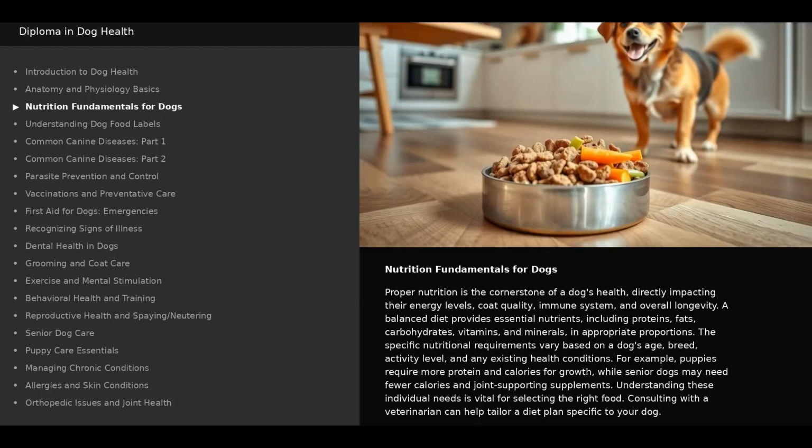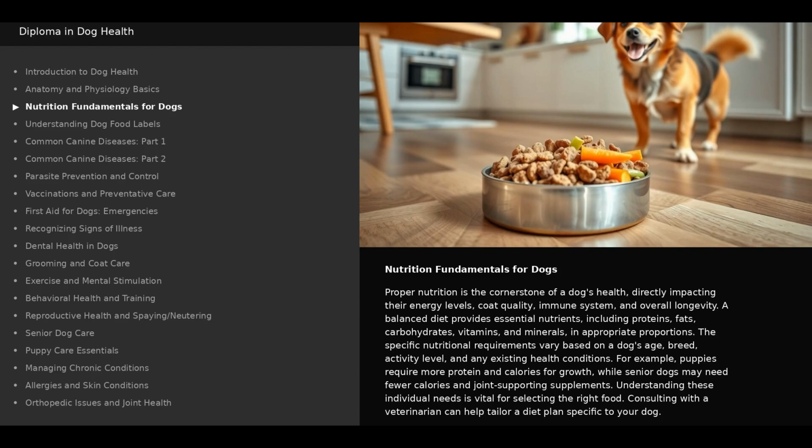Nutrition fundamentals for dogs. Proper nutrition is the cornerstone of a dog's health, directly impacting their energy levels, coat quality, immune system, and overall longevity. A balanced diet provides essential nutrients, including proteins, fats, carbohydrates, vitamins, and minerals in appropriate proportions. The specific nutritional requirements vary based on a dog's age, breed, activity level, and any existing health conditions.